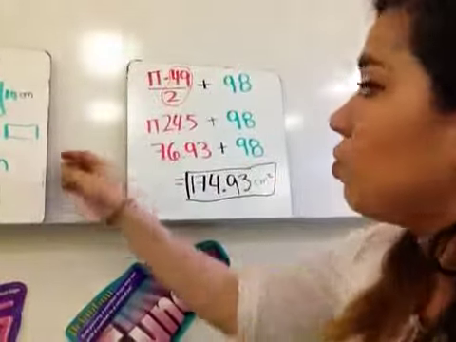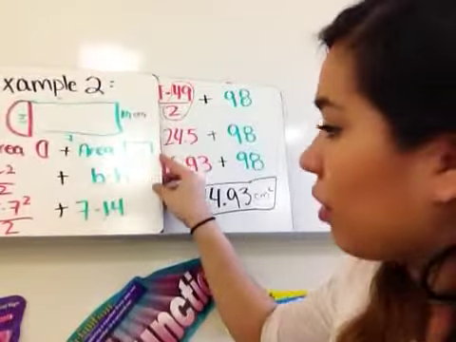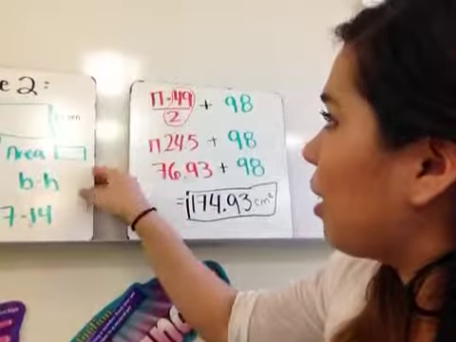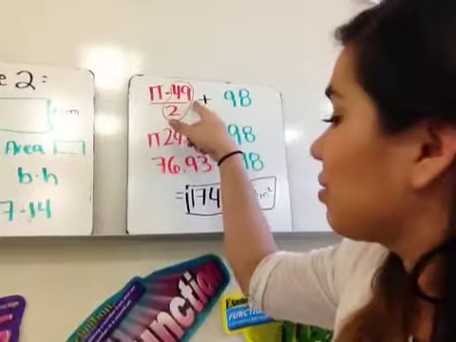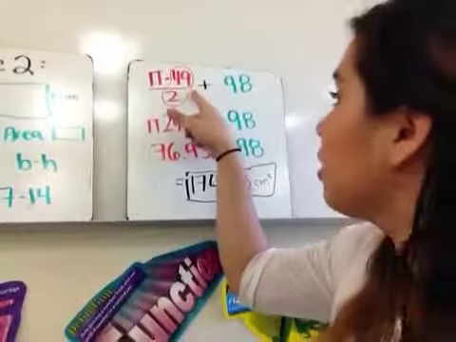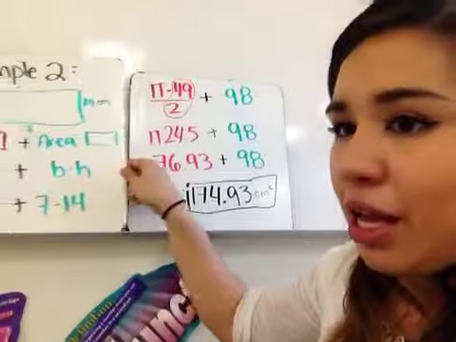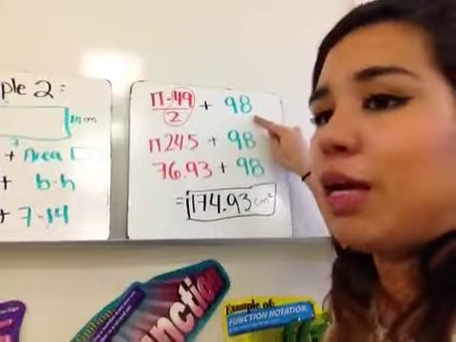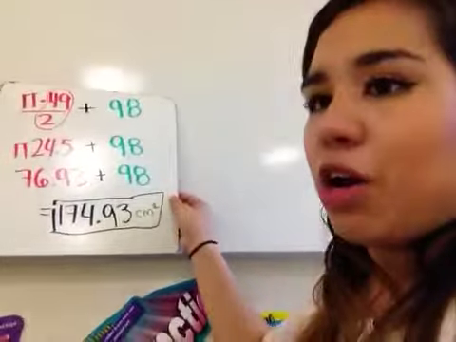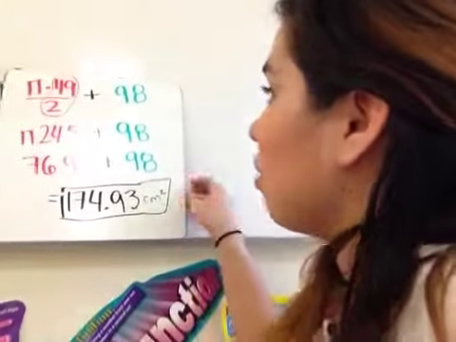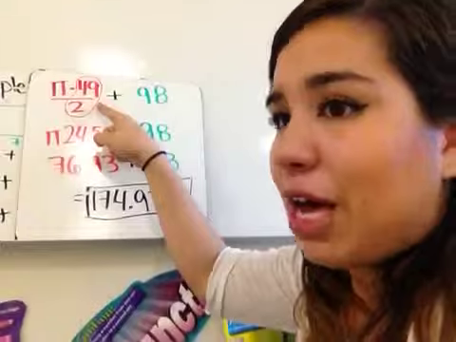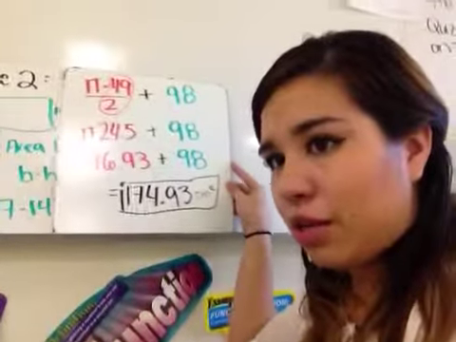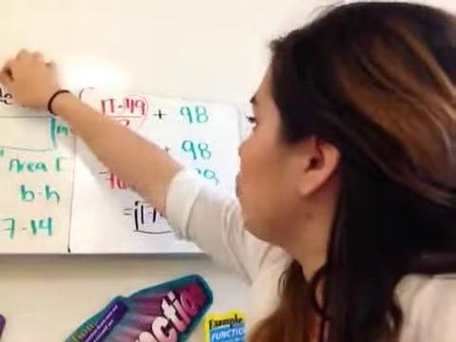Here, I continue where we left off, the pi times 7 squared over 2. And I get pi times 49, because I did 7 squared, so 7 times 7, over 2. And I went ahead and did 7 times 14. That gave me 98. So here is my 98. Right now, this is where I'm at, and I can continue to solve this. So I can go ahead and divide 49 by 2. That gives me 24.5.